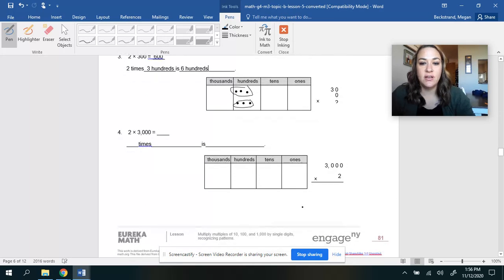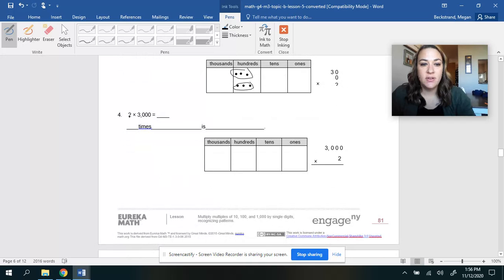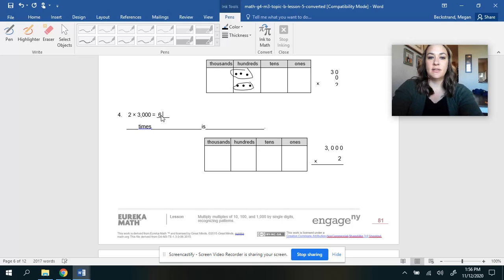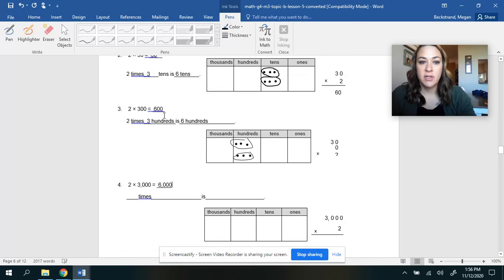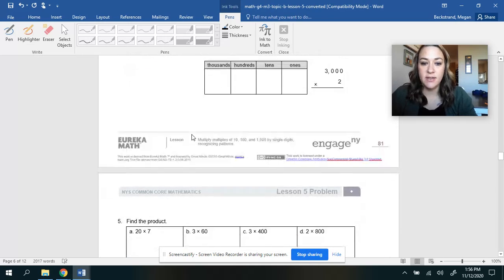Okay, you guys catching on? This one, 2 times 3 thousands, right? Well, 2 times 3 we know is 6. So 2 times 3,000 would be 6,000. Catching on to the pattern? We're multiplying by hundreds, it's going to give us hundreds. Thousands, thousands, if we're multiplying by a single digit.